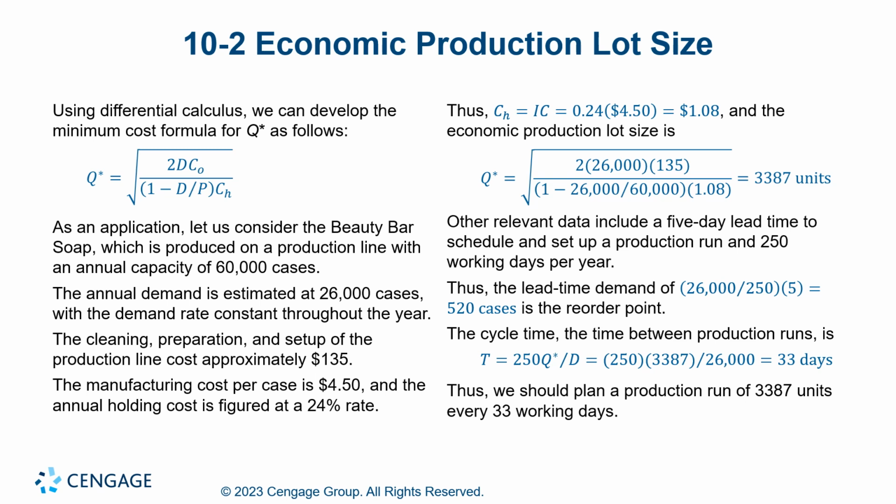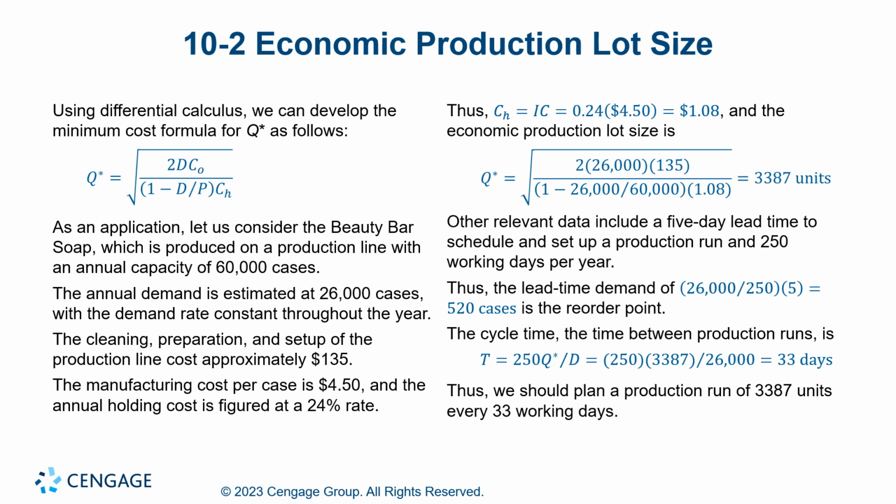The other relevant data include a 5-day lead time to schedule and set up a production run and 250 working days per year. And therefore, the lead time demand of 26,000 divided by 250 multiplied by 5 is equal to 520 cases, which is the reorder point.